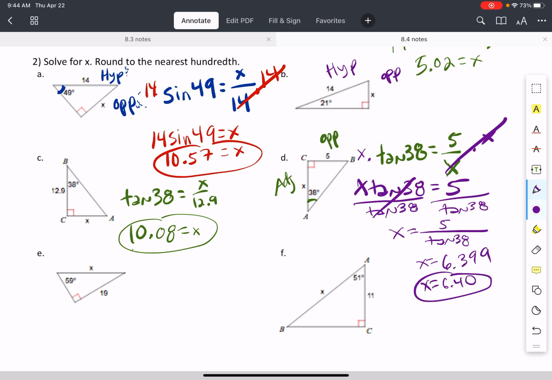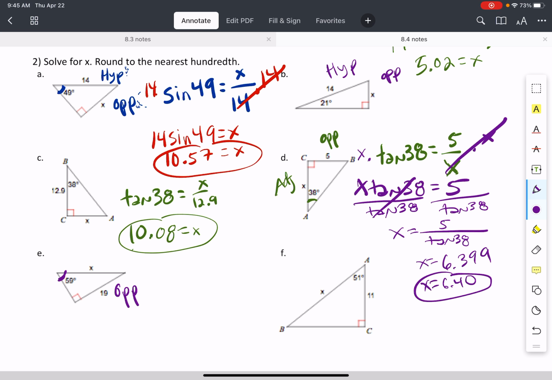Okay, let's try another one. First, I need to decide sine, cosine, or tangent. So there's my theta, which is the 59. This side is blank, so I don't care about it at all. What about the 19? Is that opposite, adjacent, or hypotenuse? Try again. It's opposite. It's across from the 59. And it's not the longest side. Okay, what about the x?